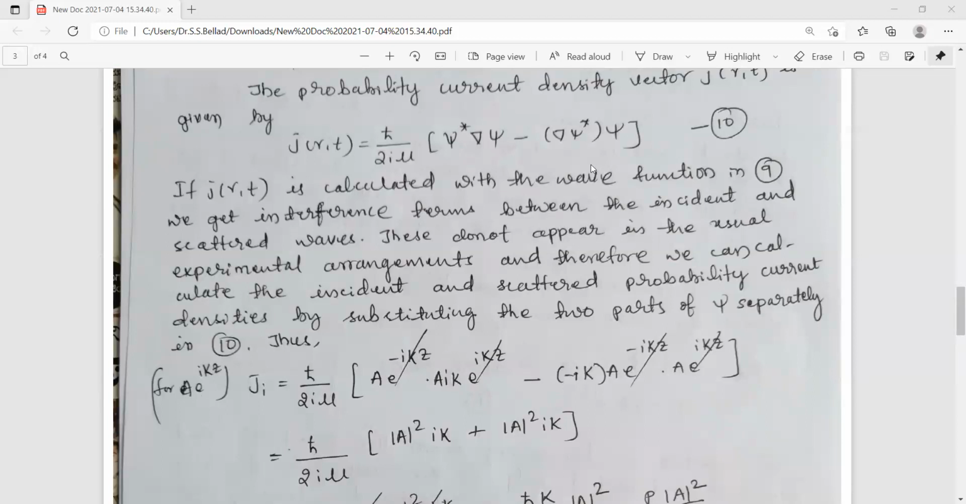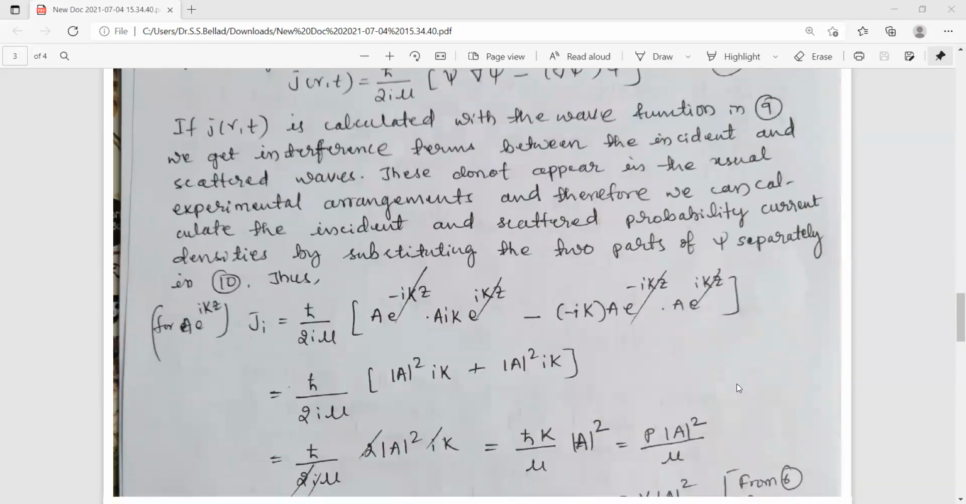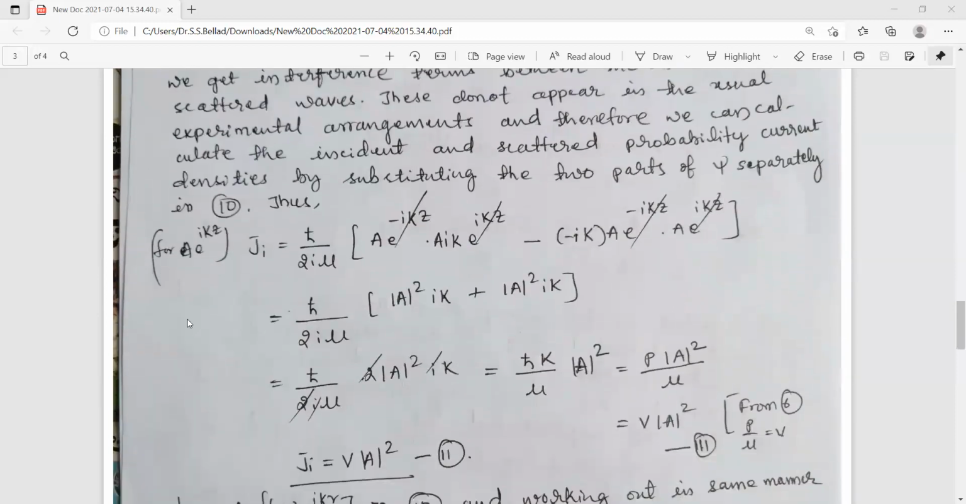Next, minus, and here del of psi star. So you have to differentiate this one. The minus ik comes because of the differentiation of this psi star, into A, the amplitude as usual, and e raised to minus ikz, into psi. So this psi is A into e raised to ikz. This is after substitution, and now you can cancel whatever things get cancelled.